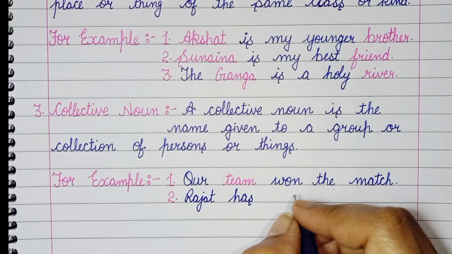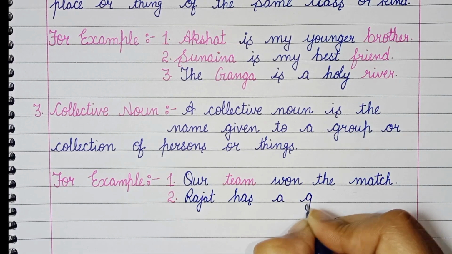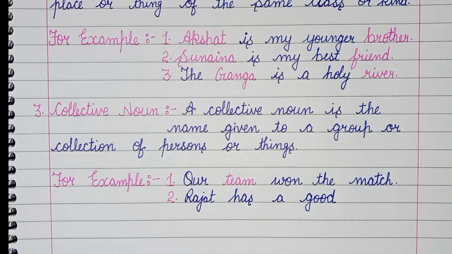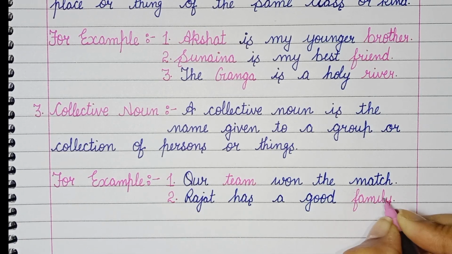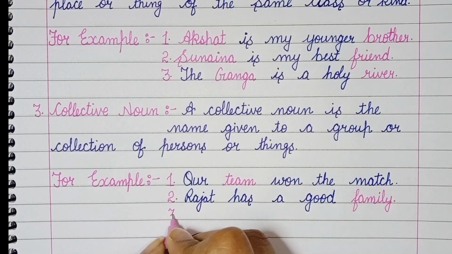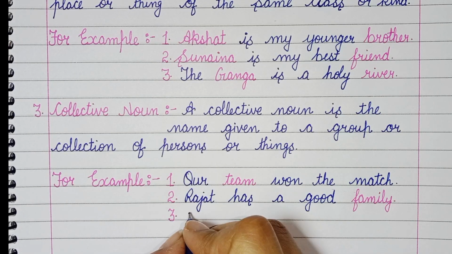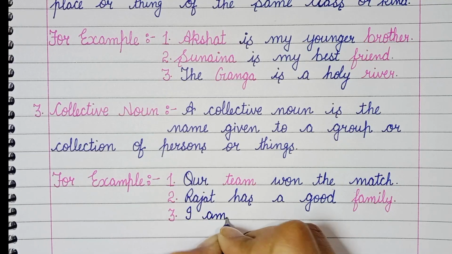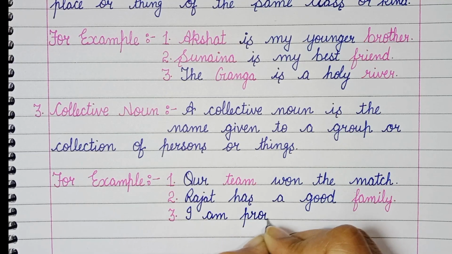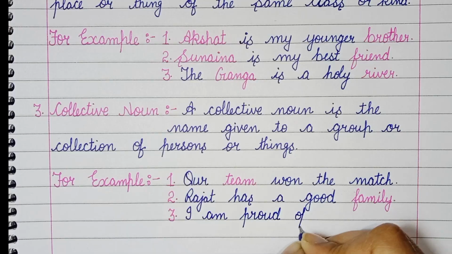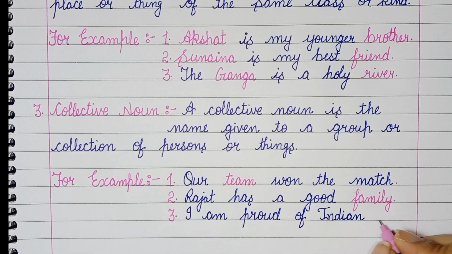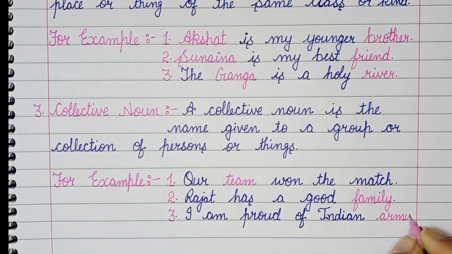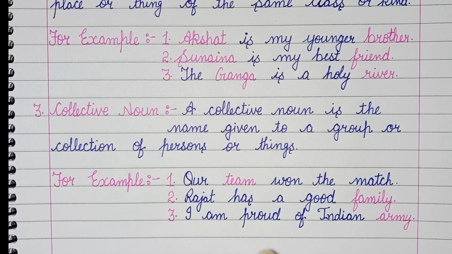Second one is Rajat has a good family. Family is a collective noun. Third one is I am proud of Indian Army. Army is a collective noun.